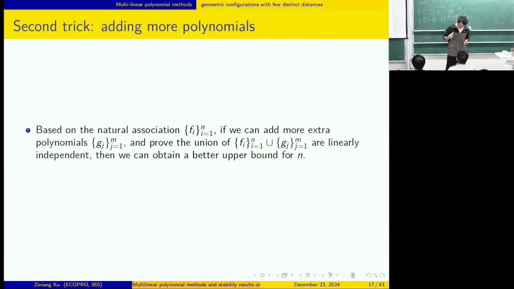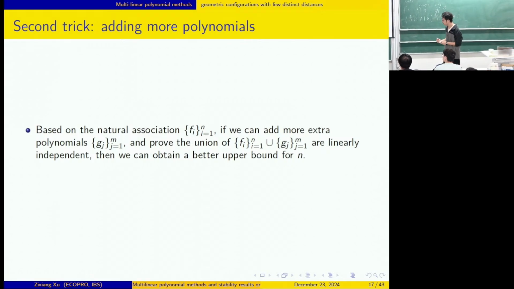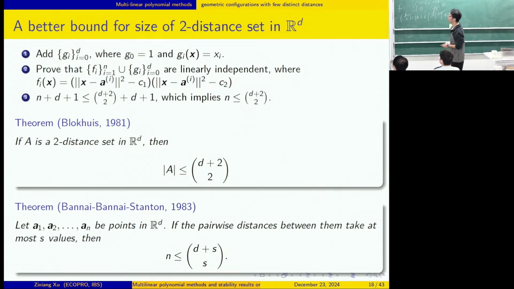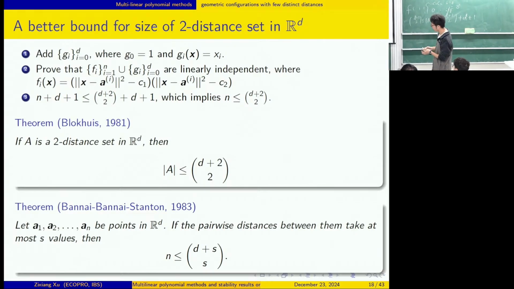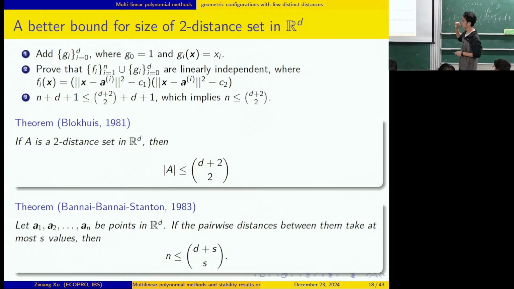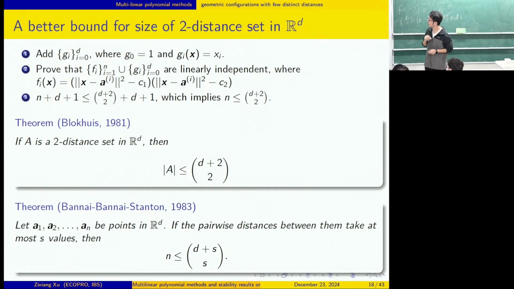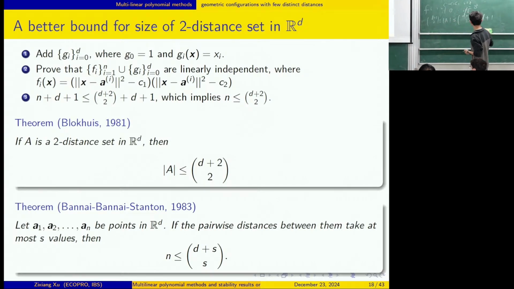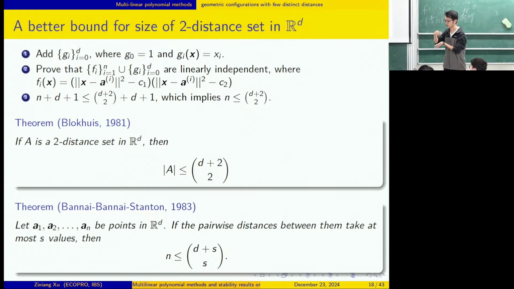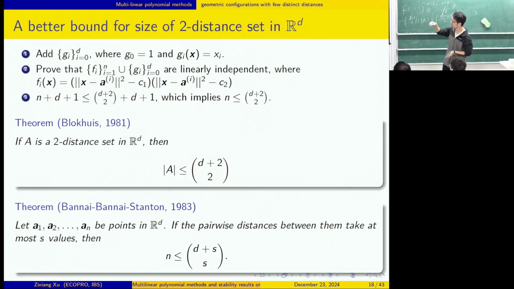This is a very, very useful trick. For example, in this case, we can add d plus 1 more polynomials. And the form is very simple. The g0 is the constant 1, and the gi(x) is just xi. Once you prove that those polynomials are linearly independent, then you can see the upper bound can be improved to d plus 2 choose 2. Because you added d plus 1 extra polynomials, and it does not increase the size of the whole space.